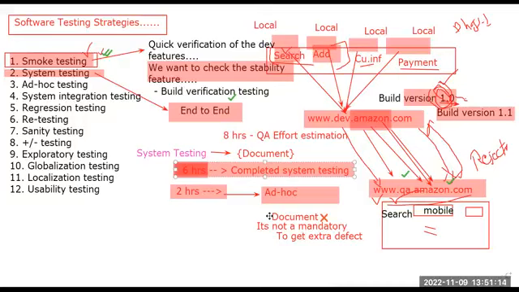Clear, guys? Yes, sir. Sir, in ad hoc testing, I randomly use the application or check for extra defects? Yes. Randomly we can say that, but you will be having the knowledge. Here you are having knowledge, and with this knowledge, you will test it. Getting it, guys?